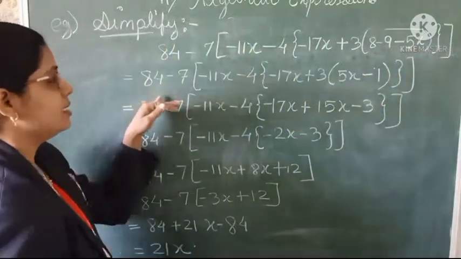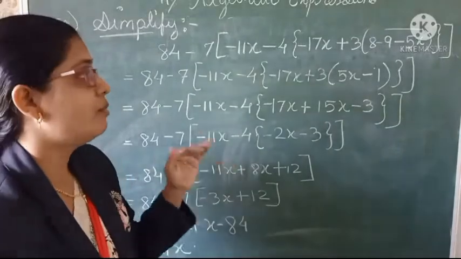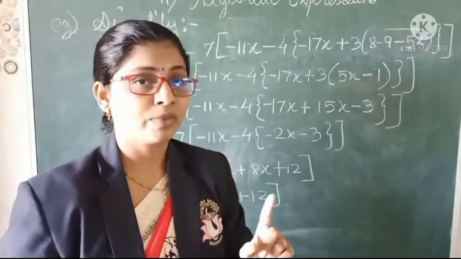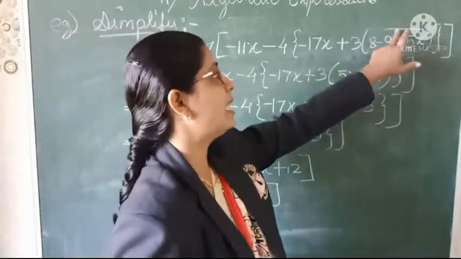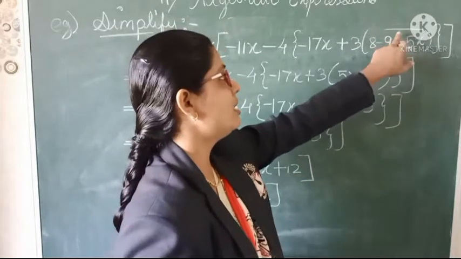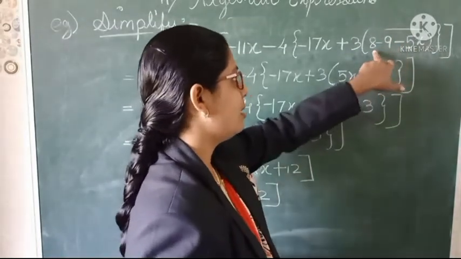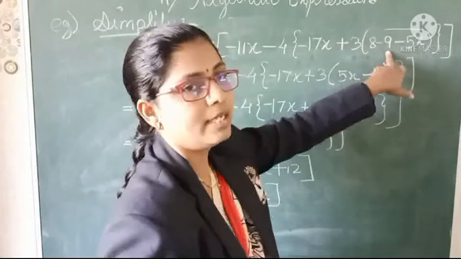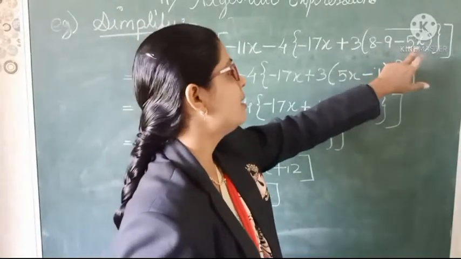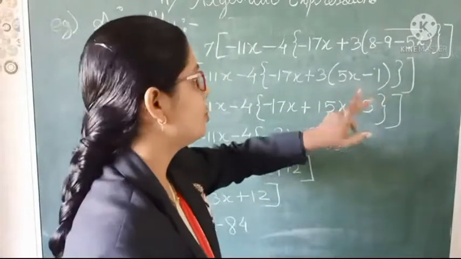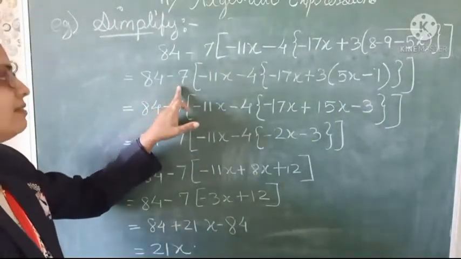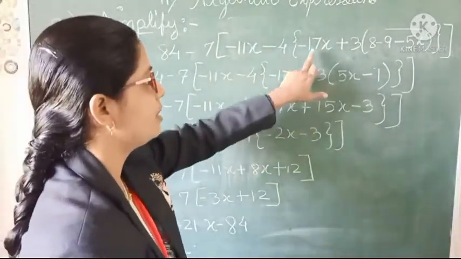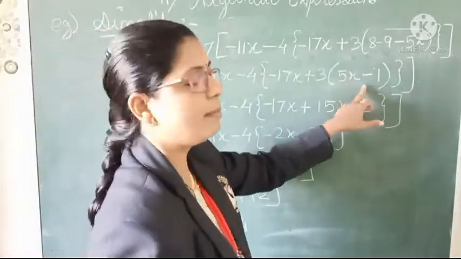Now in this we have to go step by step with the method of BODMAS. First you have to remove the bracket, so the first step is the bar bracket. We will remove the bar bracket from here. If we are removing the bar bracket, you have to take care about 8 and 9. So 8 minus 9 will be minus 1, and 5x will be as it is. Next step, 84 minus 7 into the square bracket, all the things we write as they are, and we have solved the bar bracket.